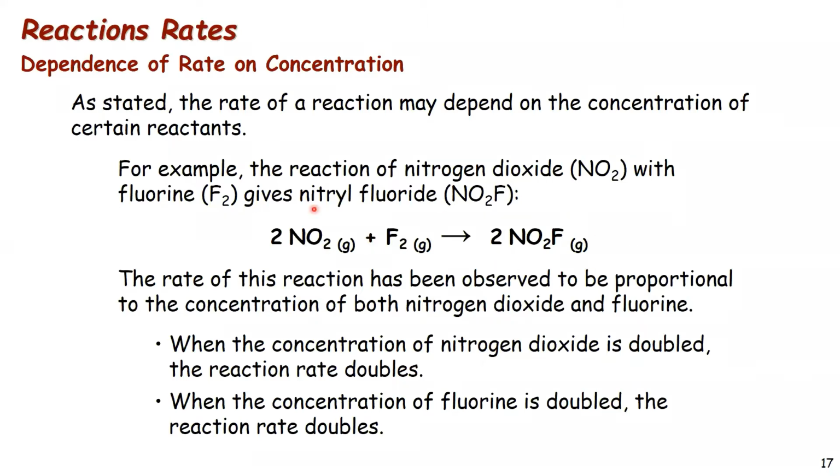This is for an overall reaction. For an overall reaction, the coefficients mean nothing. When we start talking about elementary steps, those individual molecular events, the coefficients mean everything at that point, okay? But for the overall reaction, the coefficients mean nothing. We have to experimentally determine how the reaction rate is affected by changing the concentration of the reactants.